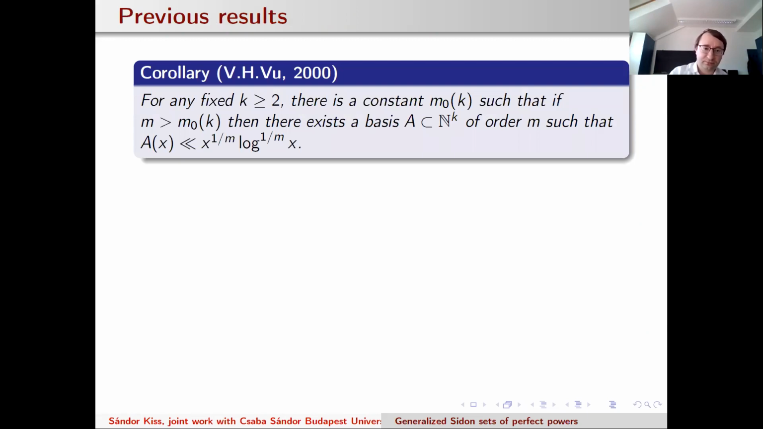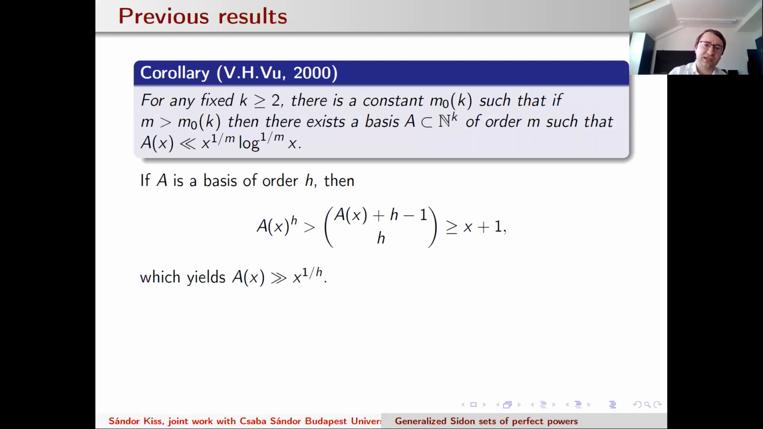And an easy observation shows that if we have a basis of order h, then it must have at least constant times x to the power of 1 over h elements, because the number of h-tuples where repetitions are allowed is this binomial coefficient. And if we represent every positive integer, this is at least x plus 1, because there are x plus 1 integers up to x, and it's clearly less than a to the power of h. And this gives that the basis cannot have a small number of elements.